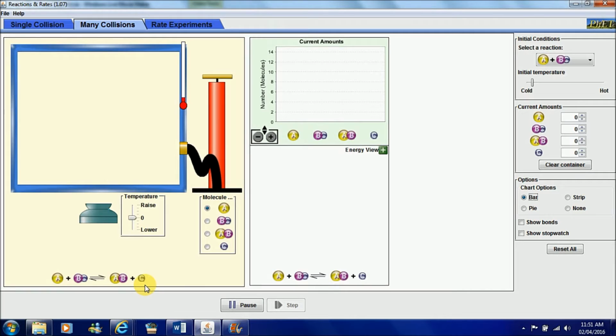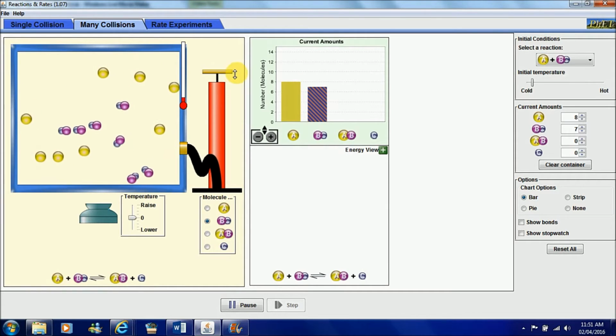We are a little bit limited in the type of reaction that we can analyze within this simulation. However, the purpose of this video is to simply emphasize how collisions occur and allow reactants to transform into those new products. So let's start by adding in some reactant molecules. So we'll start by adding in reactant molecule A, followed by reactant molecule BC.